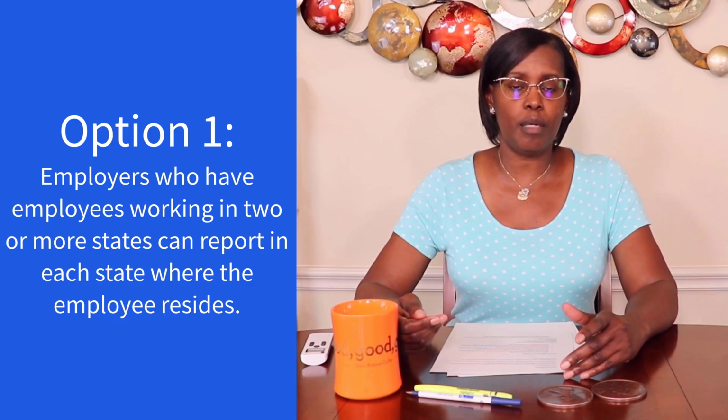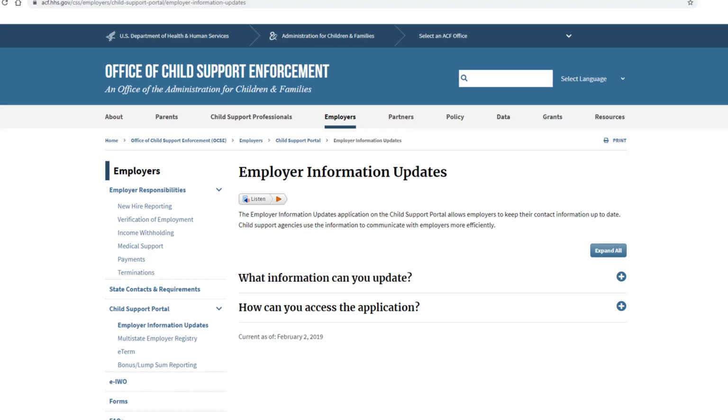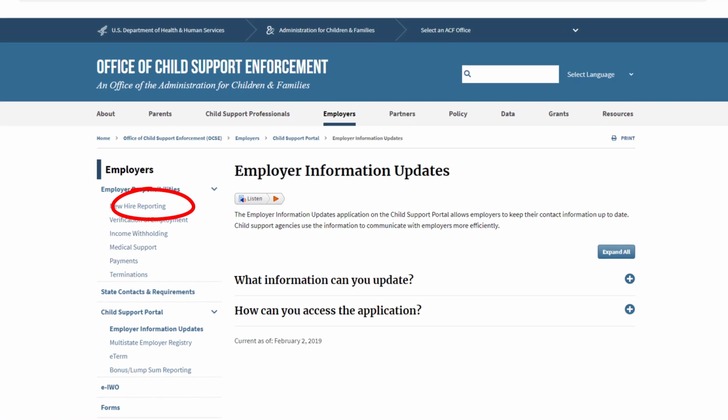If you're an employer that has locations in multiple states, there is a multi-state employer registry, and it is now called the Employer Information Updates, and it's through the Department of Health and Human Services.